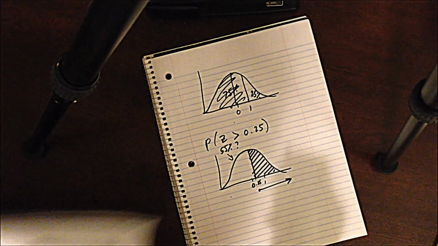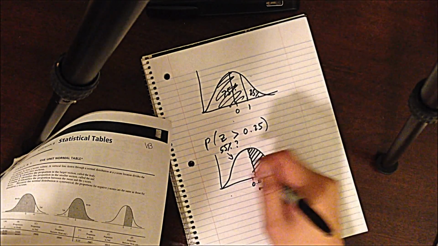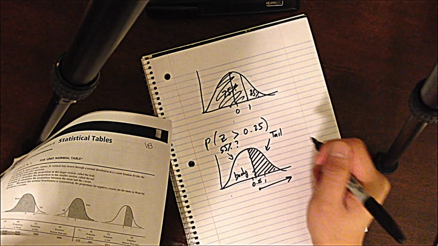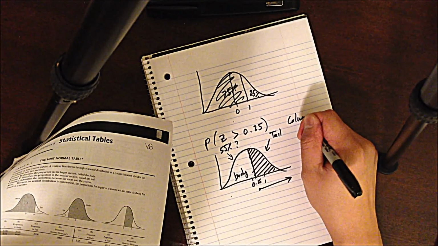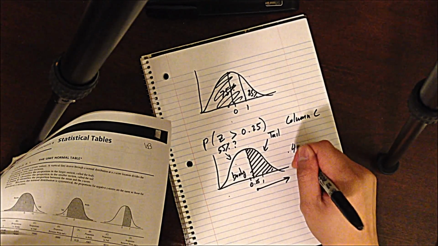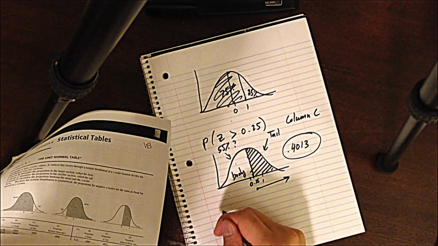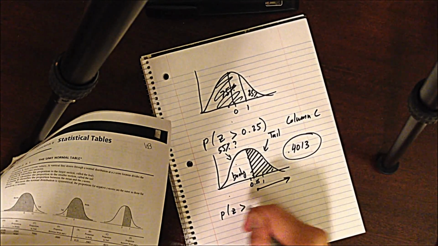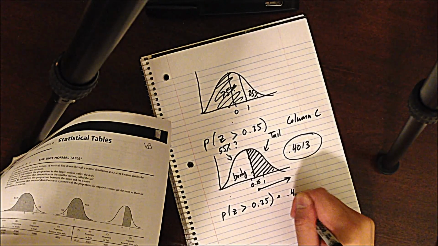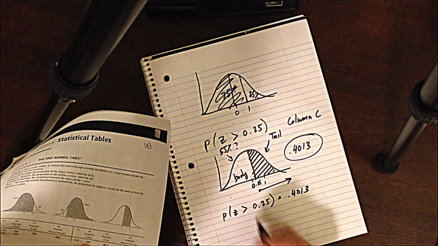So let's look at our unit normal table. For a Z-score of 0.25, the proportion in the tail, so if this is the body since it's the bigger portion, this is our tail, so we are interested in column C. It gives us 0.4013. And that's our answer. So, to write it out, P of Z greater than 0.25 equals 0.4013.